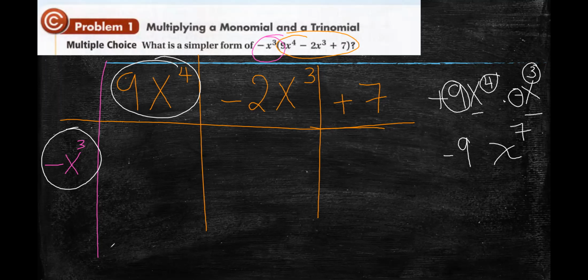Yes, Miss. So here, 9 multiplied by negative 1 is negative 9. And x raised to the power 4 multiplied by x cubic, I will put 1 x and then the exponents will be added, which is 7. This is the first one. From where I bring negative 9x to the power 7: by multiplying 9x raised to the power 4 by negative x cubic.